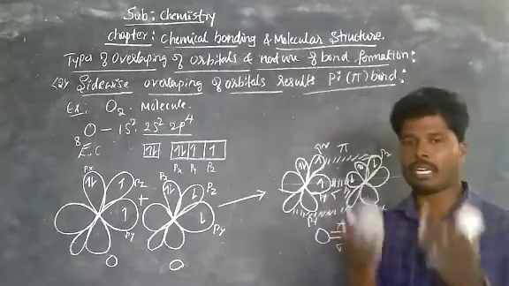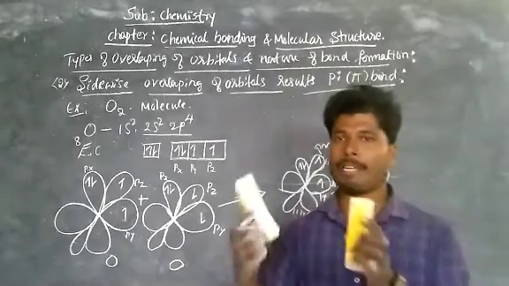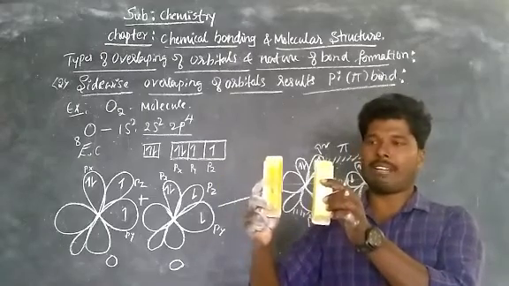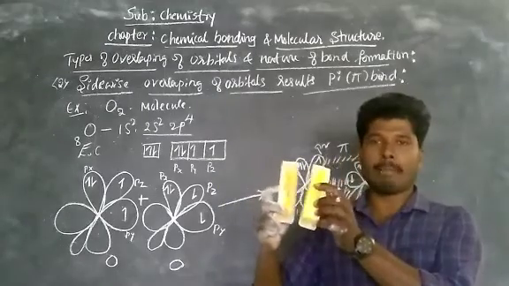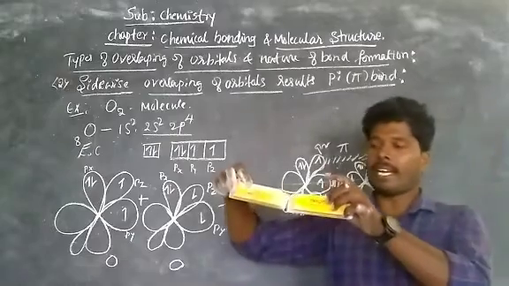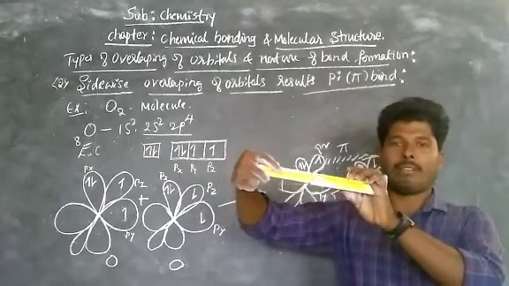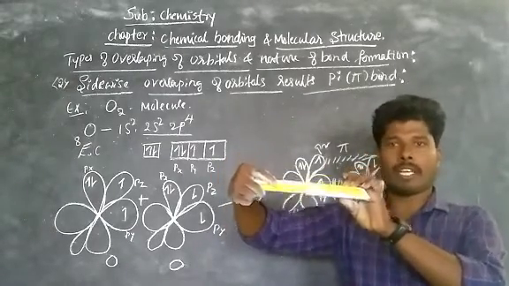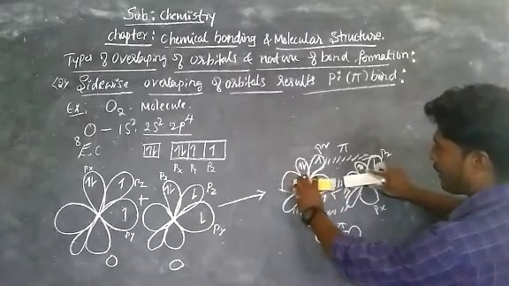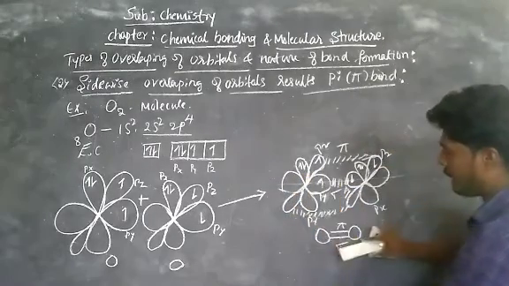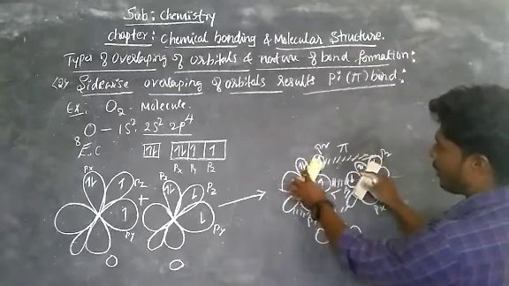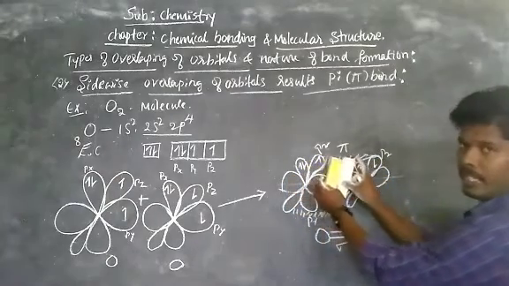So if you take 2 p orbitals, one p orbital and one p orbital, these two overlap side by side, like here and here, you get a pi bond. If head to head overlapping, where one head overlaps another head, you get a sigma bond. One is px orbital, one is py orbital, they overlap like that, you get a sigma bond. If this orbital and this orbital overlap like that, you get a pi bond.